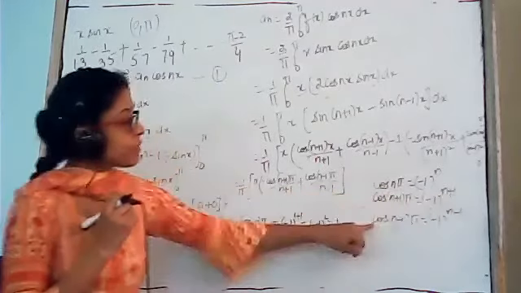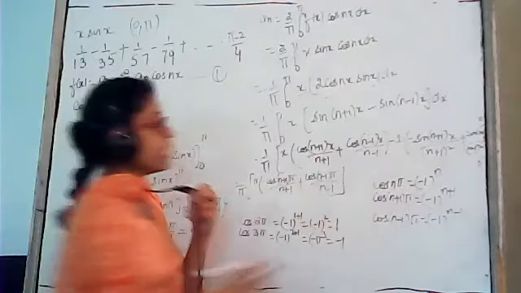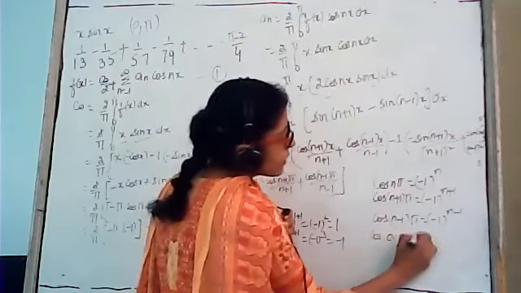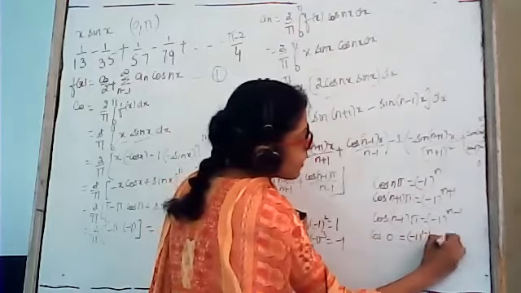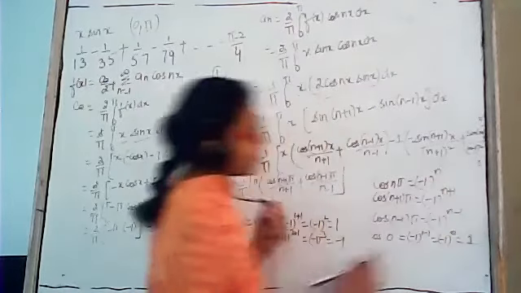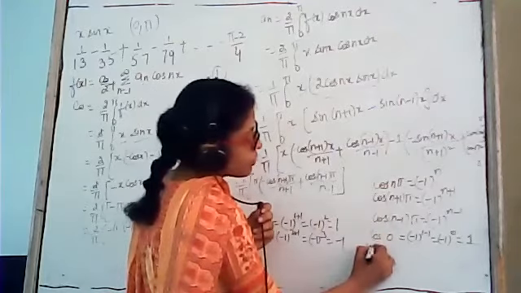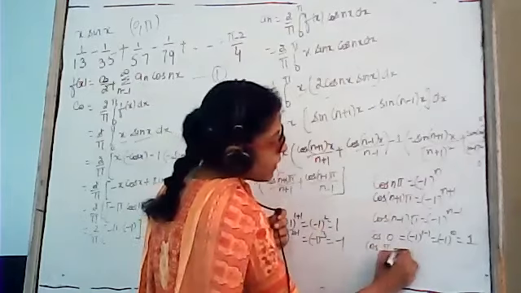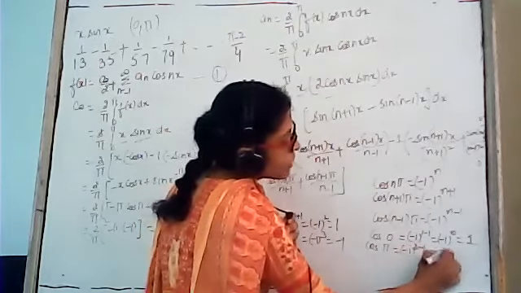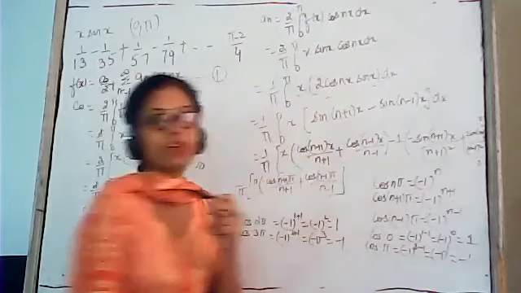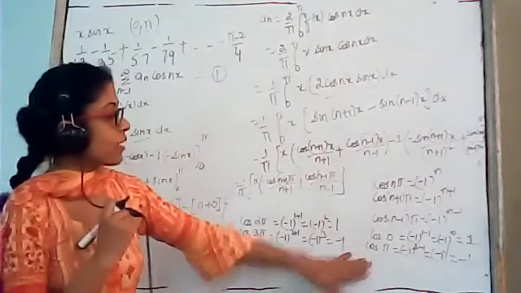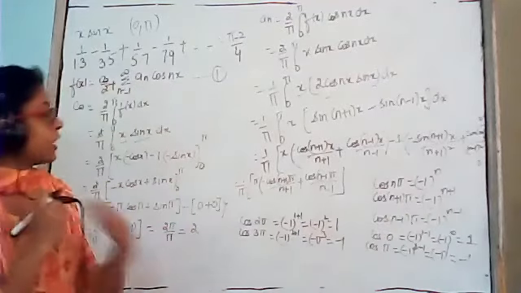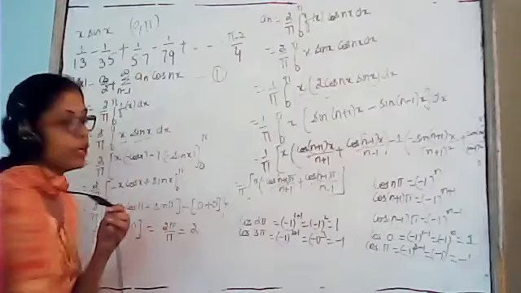Similarly, cos (n minus 1)pi, if we put n is equals to 1, it will be cos 0, and this will be equals to minus 1 the power 0, that is again equals to 1. Similarly, if we put n is equals to 2, it will be 2 minus 1, that is cos pi, minus 1 the power 2 minus 1, minus 1 the power 1, this will be equals to minus 1. In the same way, we can say that cos (n minus 1)pi is minus 1 the power n minus 1.